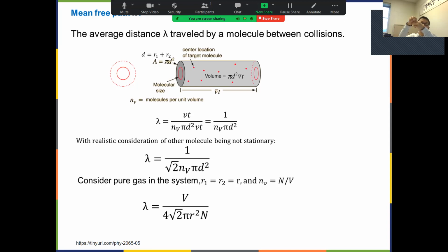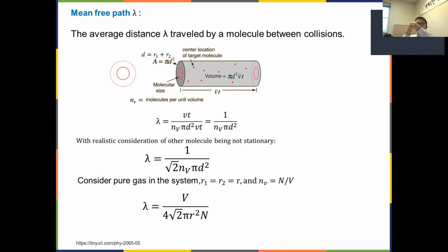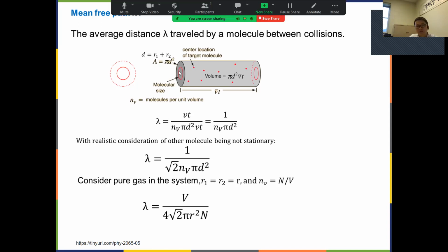So the impact area of this molecule is not just its cross-sectional area, right? Anything here will be hit. That means anything where the distance from this molecule to that molecule is less than the diameter of that one. So for molecule 1 and molecule 2, the impact cross-sectional area should have a radius of R1 plus R2. If it's here, it hits that. If it's here, it hits that. If it's right here, just touching, it will hit that too. So that's the impact area.